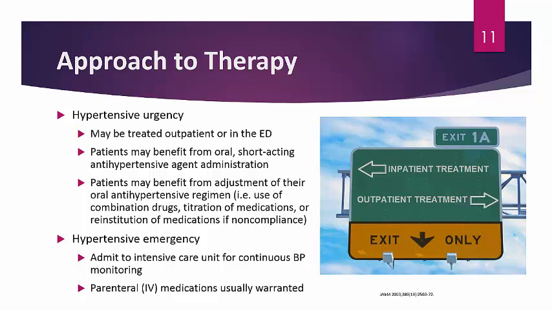In comparison, hypertensive emergency is managed a bit differently than hypertensive urgency. With patients with hypertensive emergency, they should come to the hospital and be admitted to the intensive care unit for continuous blood pressure monitoring, and this can be done with an A-line. With hypertensive emergency, considering the fact that they have some type of organ damage that has already happened, parenteral medications, so IV medications, are usually warranted in the treatment of hypertensive emergency.